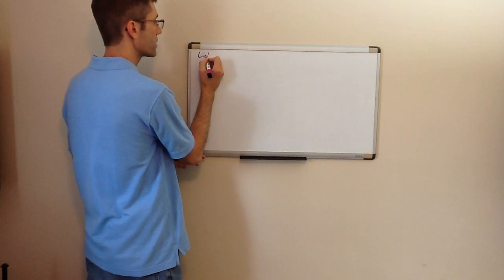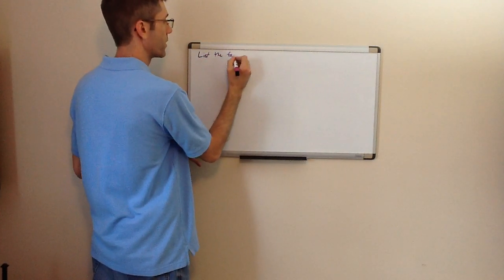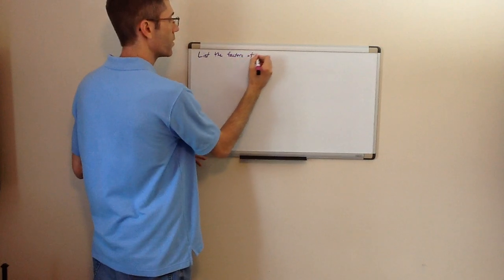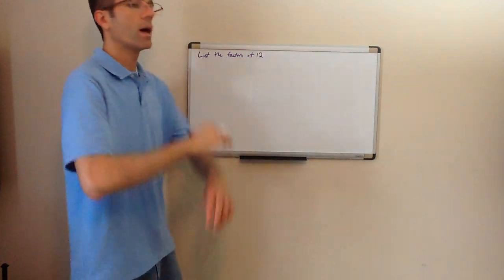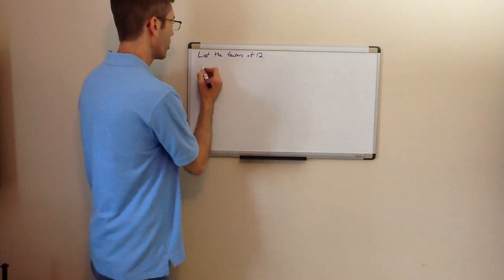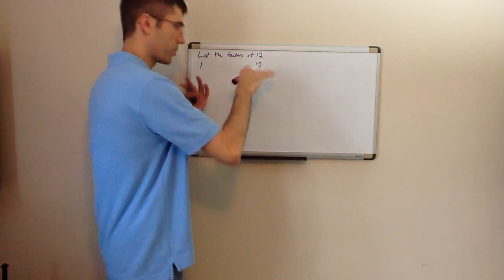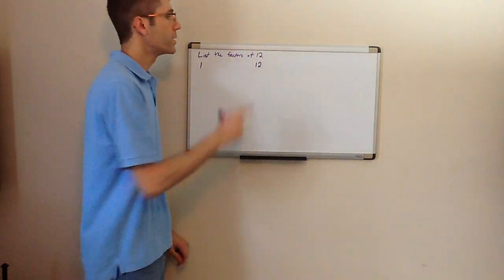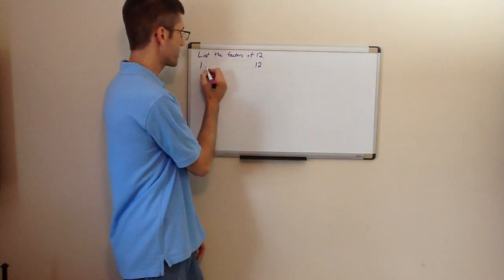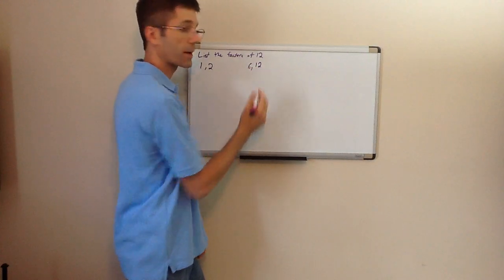So list the factors of 12. Anytime I do that, I know I can start with 1 and the number itself, 1 and 12. I'm going to put them in order, so we'll put a gap in there. Does 2 go into 12? Oh, yes it does. And it goes 6 times.